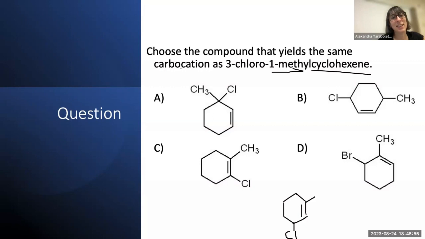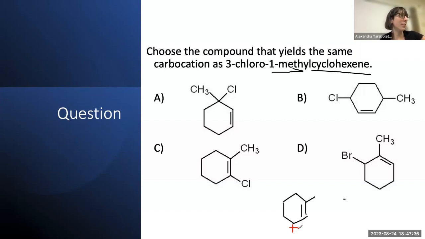It says we want to choose a scenario that would yield the same carbocation as this guy. So first of all, let's talk about what kind of carbocation this would be. Can anyone tell me what thing on that ring would leave as a leaving group? Chlorine. Okay, we're all in agreement with that, right? If it left, then you would lose your chlorine here and get a positive charge right here, right?